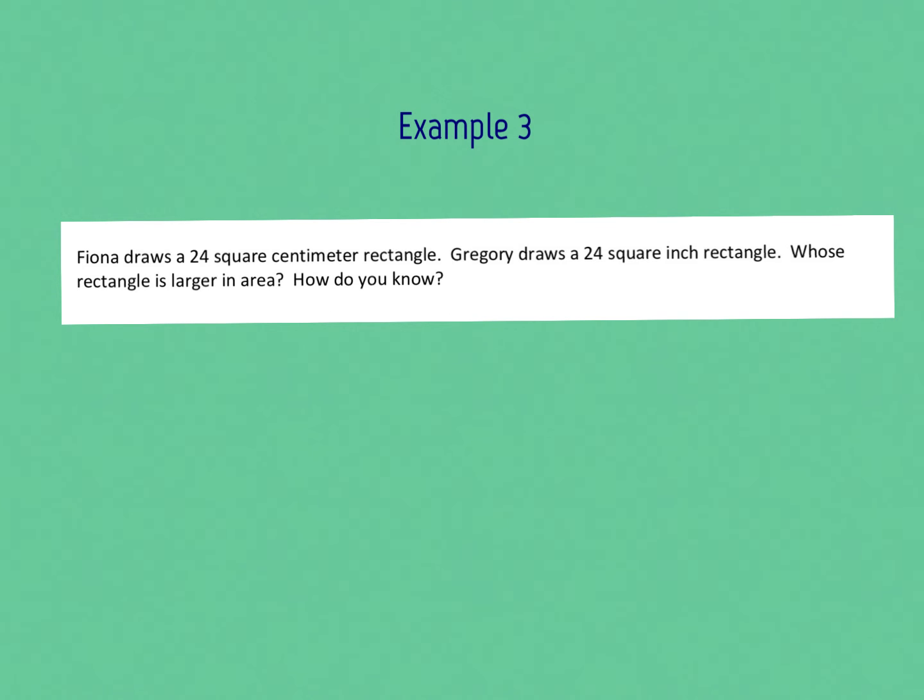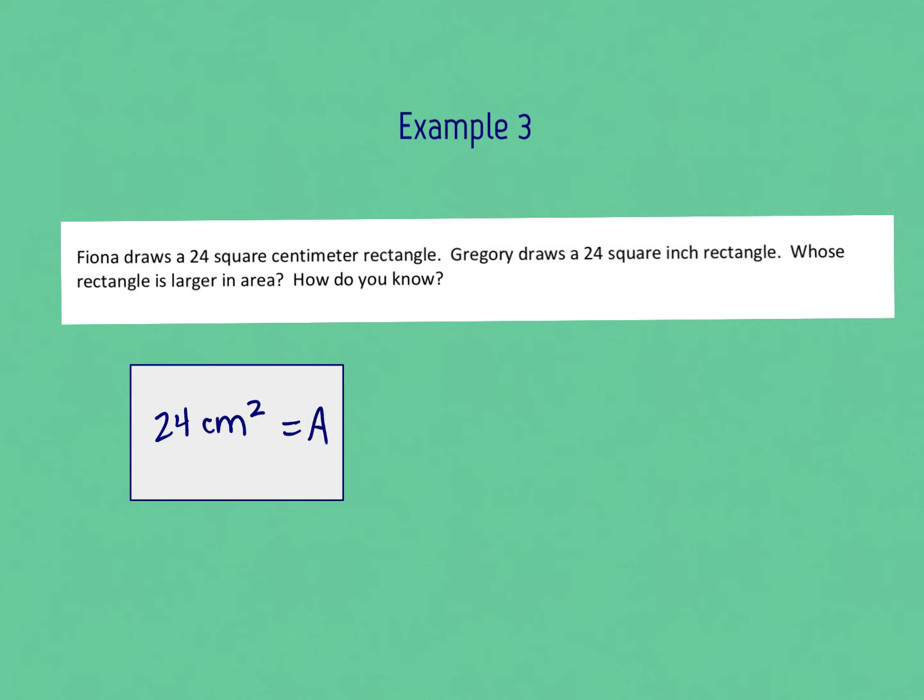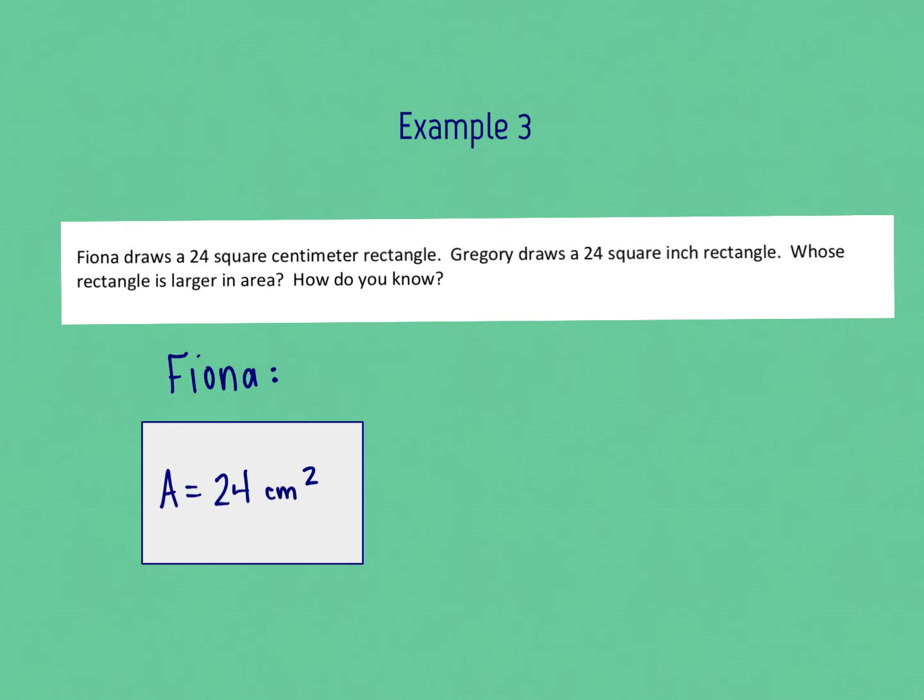Our final example is Fiona draws a 24 square centimeter rectangle. Gregory draws a 24 square inch rectangle. Whose rectangle is larger in area? How do you know? So first, let's draw out Fiona's rectangle. Here's Fiona's rectangle, and we can write that it is 24 square centimeters for the area. Next, we can find that Gregory has a 24 square inch rectangle that he draws.